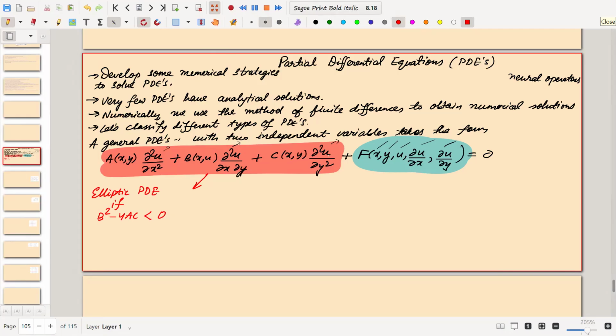Why? Because if b² − 4ac is less than 0, automatically you know that some complex things will come into the picture. That should ring a bell in your mind. When complex things come, you have two parts, that is real and imaginary parts. And if the real and imaginary parts are there, you will see some rotating waves. So it will rotate like an ellipse. That's why it is termed an elliptic PDE. The solution will be like an ellipse.